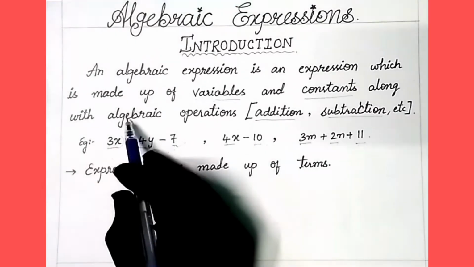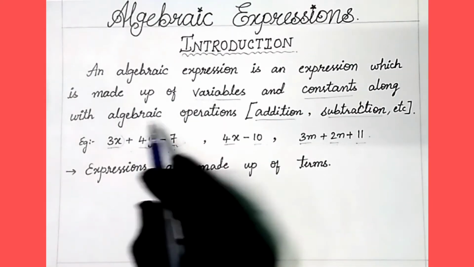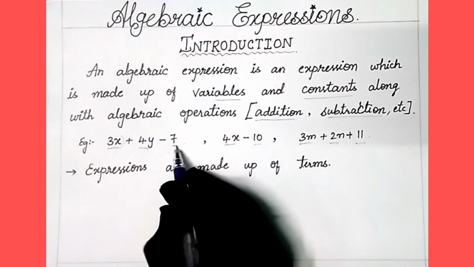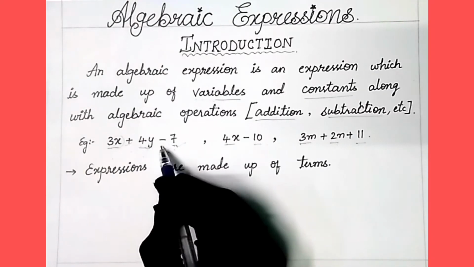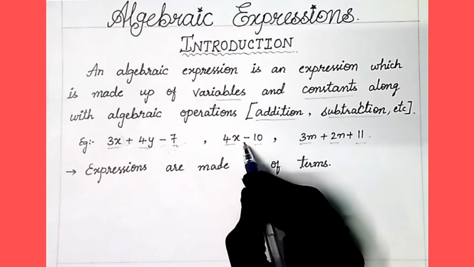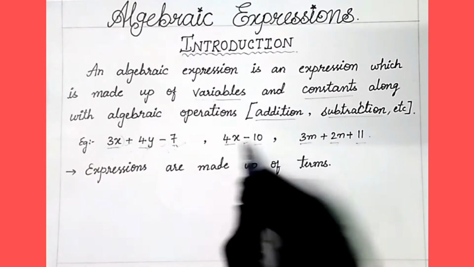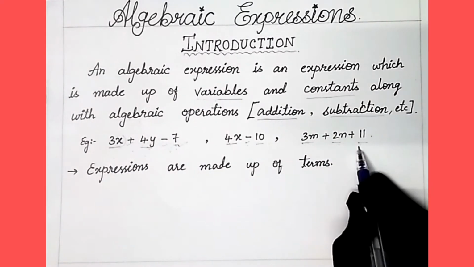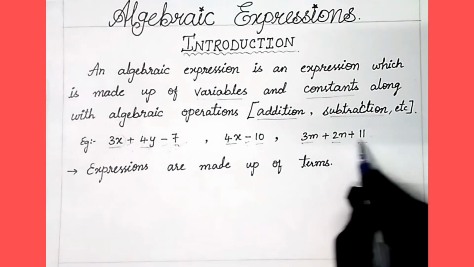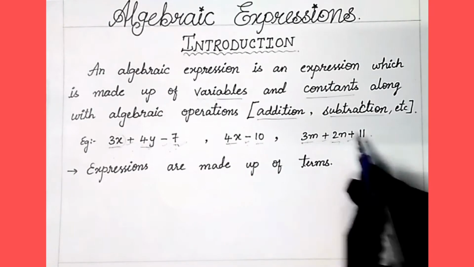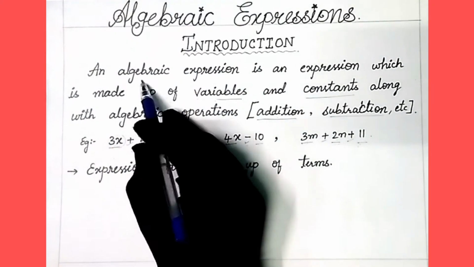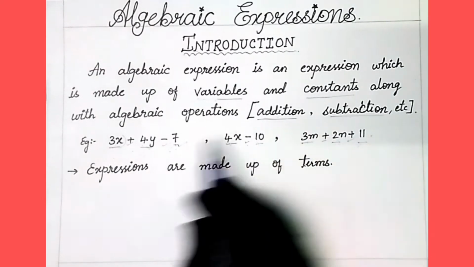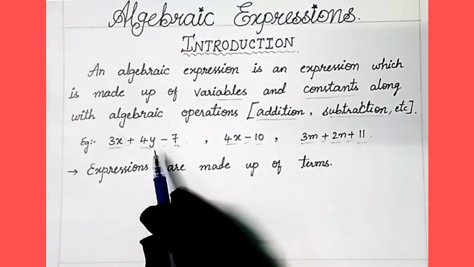And one more thing, as it says that an algebraic expression must have addition, subtraction, etc. So these variables and constants are separated with addition and subtraction. Here also we have one minus sign. These two terms are separated with minus. And here we have three different terms, 3m, 2n, 11, and these are separated with plus. So again, let me explain. An algebraic expression is made up of variables and constants along with addition and subtraction. Hope you understood what an algebraic expression is. Is it clear for you?